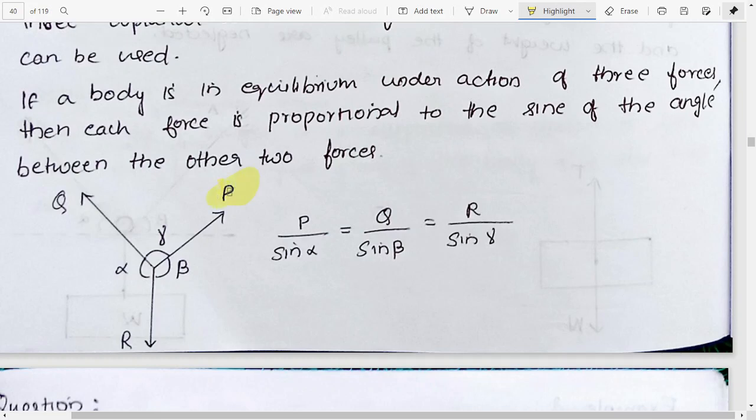Here we have a force P, and the opposite angle of that force is alpha. So Lami's theorem is just stating that P by sine alpha will be constant. That means even if you take the value of Q by sine beta or R by sine gamma, it will all be the same value. So from this we can solve a lot of problems instead of resolving into x and y axis. In this manner we can solve the problems much faster.